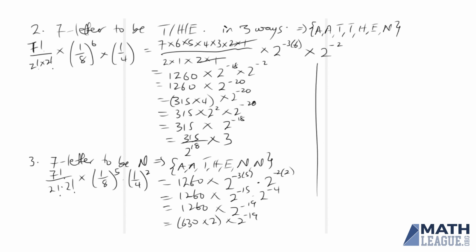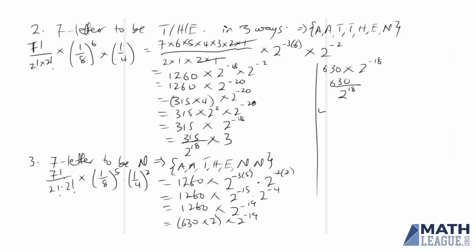So let me continue from here. Now, from indices, we know this 2 is to the power 1, but mostly we don't write. So when we apply the law of indices, we are going to have 630 multiplying 2 to the power 18. And that will be 630 all over 2 to the power 18. So that is for the third case.